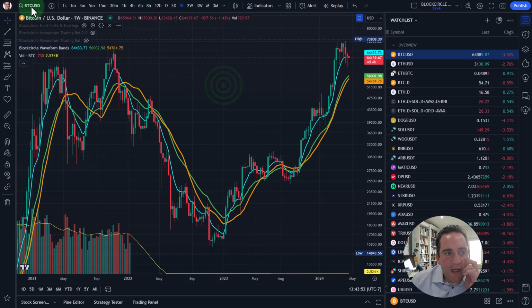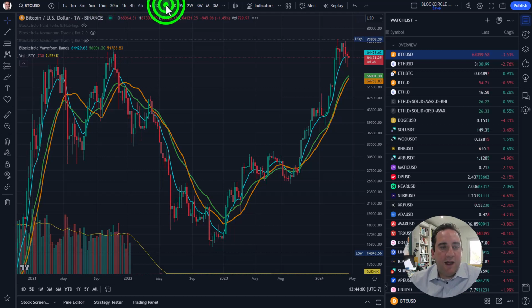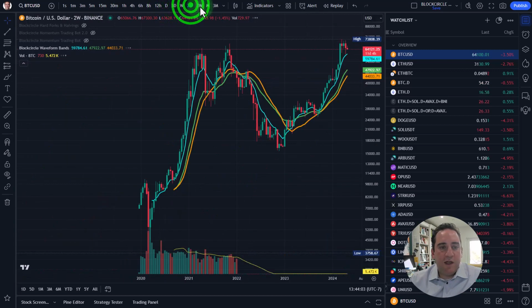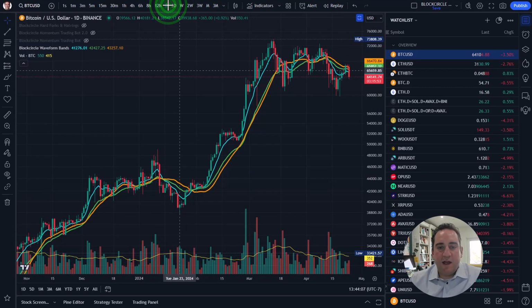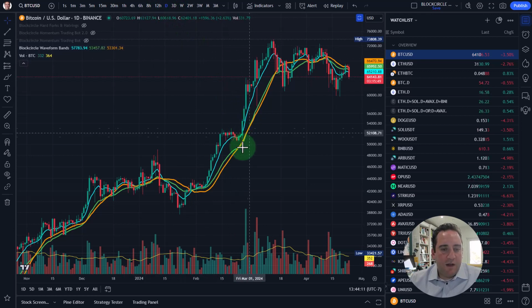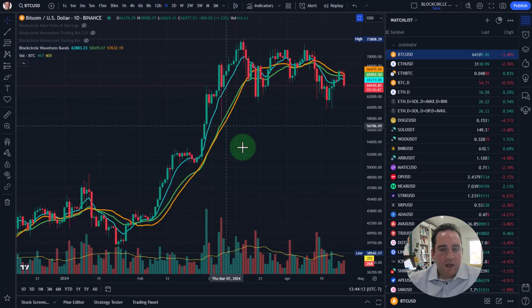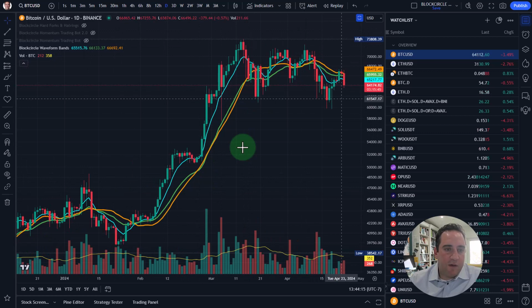Once you have a plan, you type in your asset, you choose it, and choose what time period you want to look at. So 1 hour, 4 hour, 1 day, weekly, 2 weekly, 3 weeks, monthly, depending on the asset you're looking at. But for now, let's stick to Bitcoin. This is Bitcoin on daily, and you look at the price of Bitcoin.